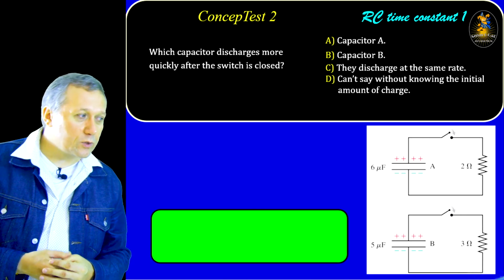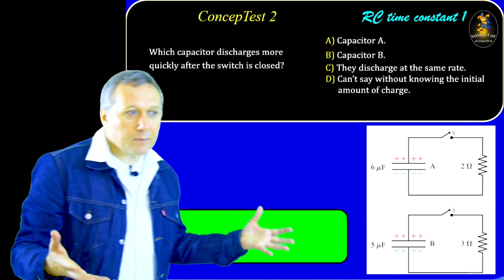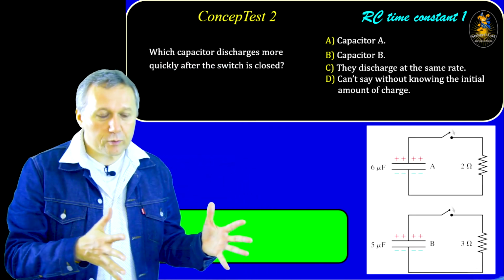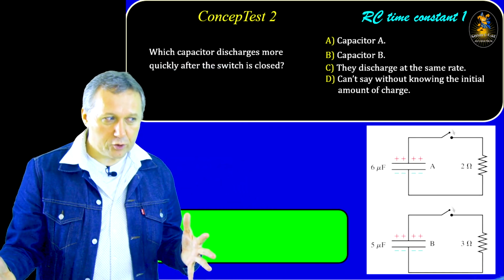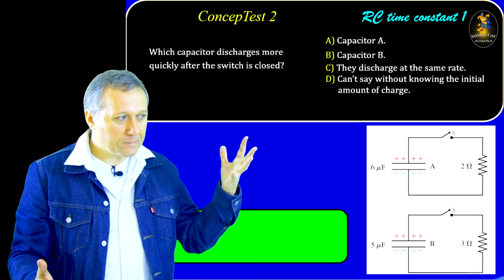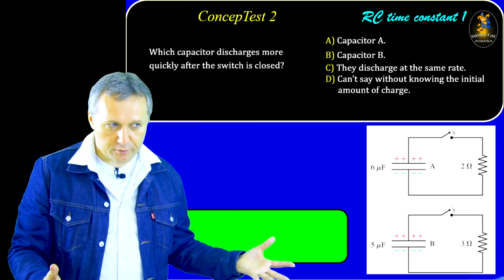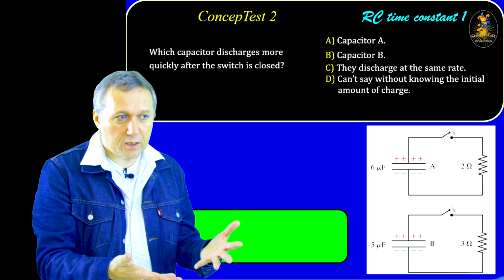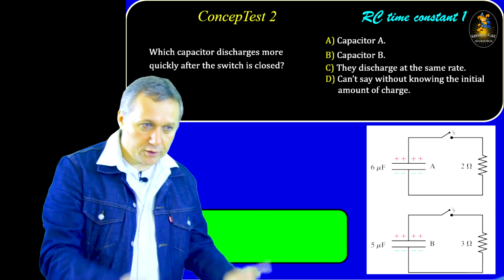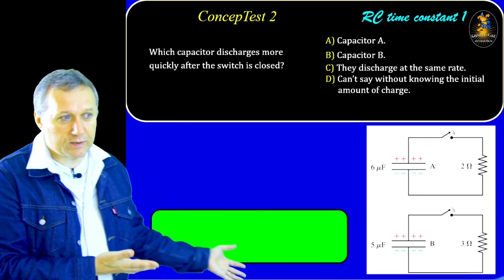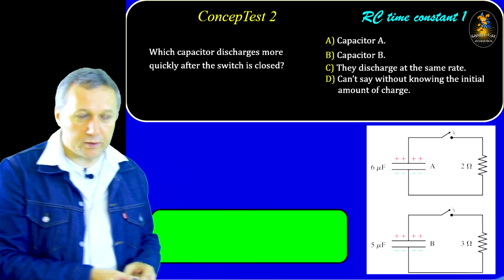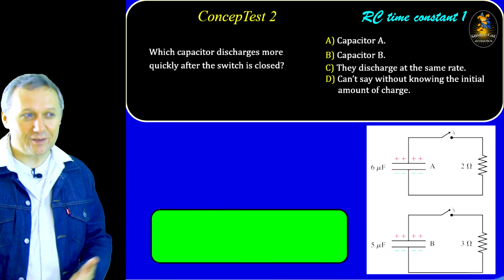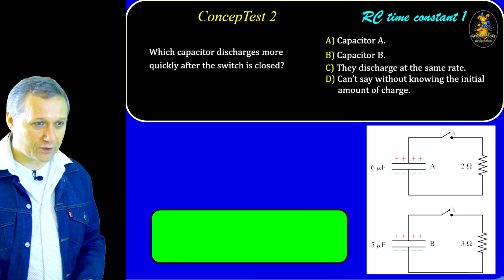In order to answer this question, we just need to look at the time constants. As I already mentioned several times, the time constant allows us to compare different circuits in terms of which one charges or discharges faster. So the smaller the time constant, the faster the capacitor is charged or discharged. So let's calculate time constants and see which one is smaller.